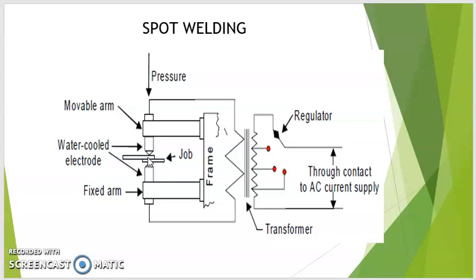Out of these 4 resistances, the main dominating ones are R2 and R4, that is the resistance at the contact of the electrode and workpiece, and the resistance at the interface of workpiece and workpiece. So in H equal to I square RT, this R is basically dominated by the summation of R2 and R4, and out of these also, R4 dominates. So we can say primarily the resistance is the resistance at the workpiece interface.